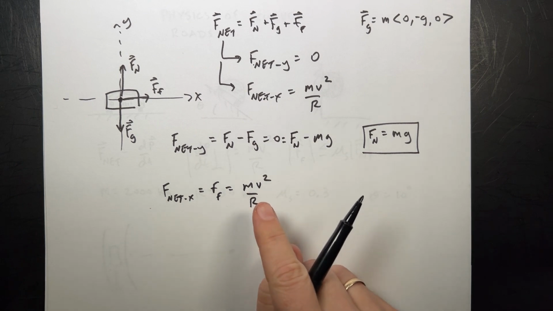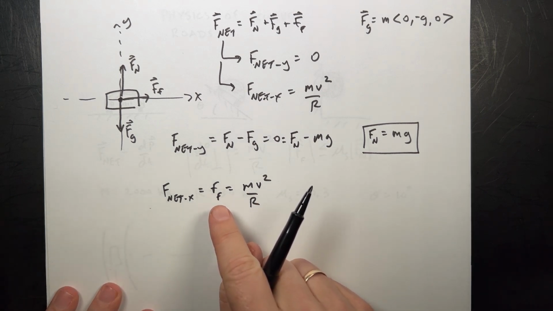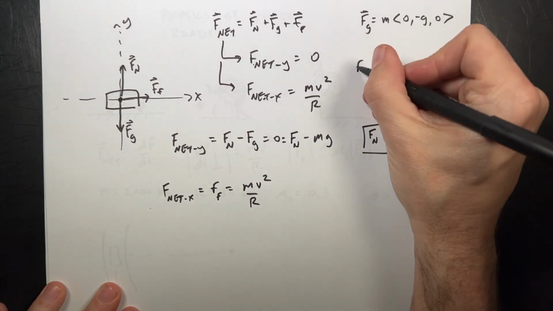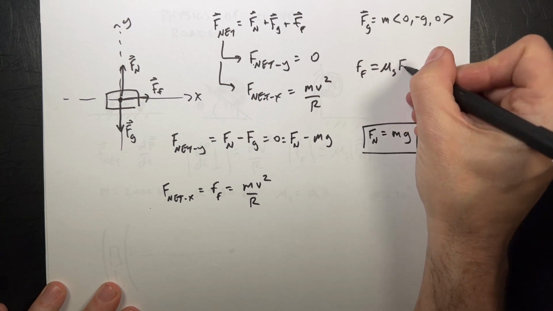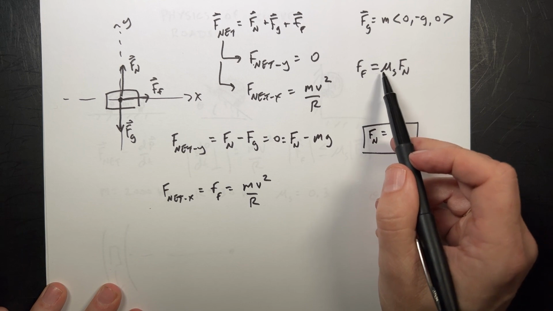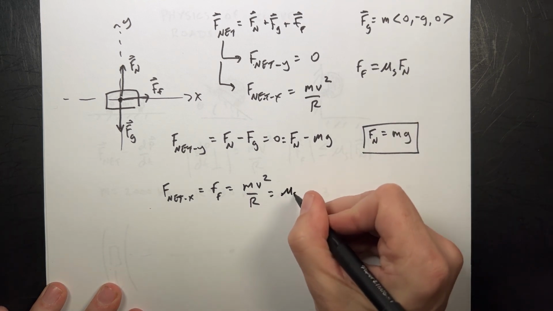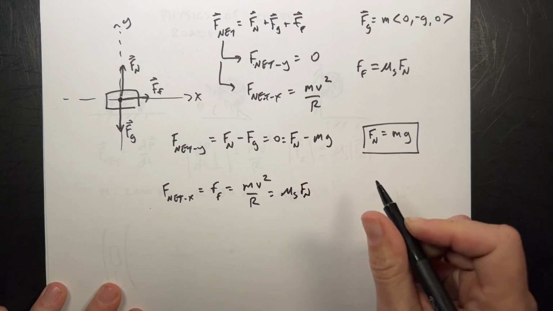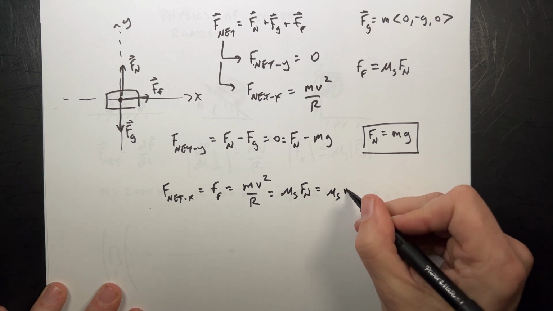Now, I want to solve for v, but I don't know the friction force. So if I want to know how fast this can go, then I can say F friction equals mu s times Fn. I want the maximum friction force I can use instead. It's usually less than or equal to, but I'm going to say equal to. Okay. So that means that this is going to be equal to the frictional force, which is mu s times the normal force. And the normal force is mg, so this is mu s times m times g.